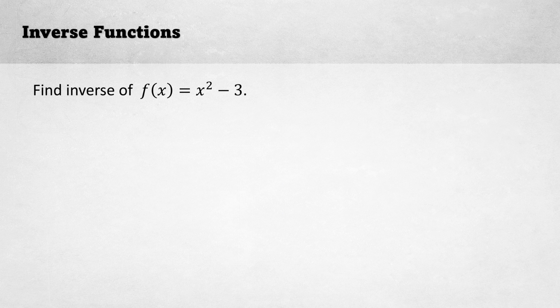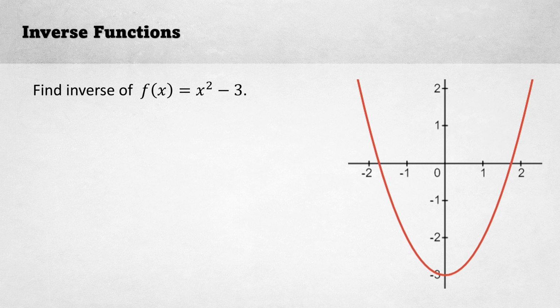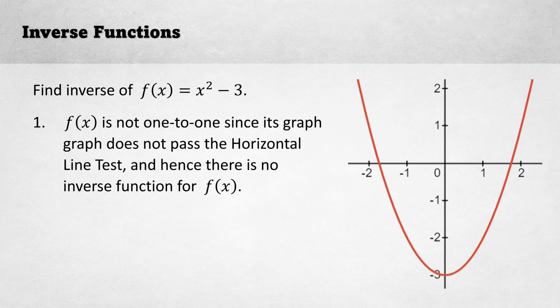Here's another example where we are asked to find the inverse function for f of x. We know that the graph of f of x is a parabola opening upward. This graph does not pass the horizontal line test, and so the function is not 1 to 1, and therefore there is no inverse function.